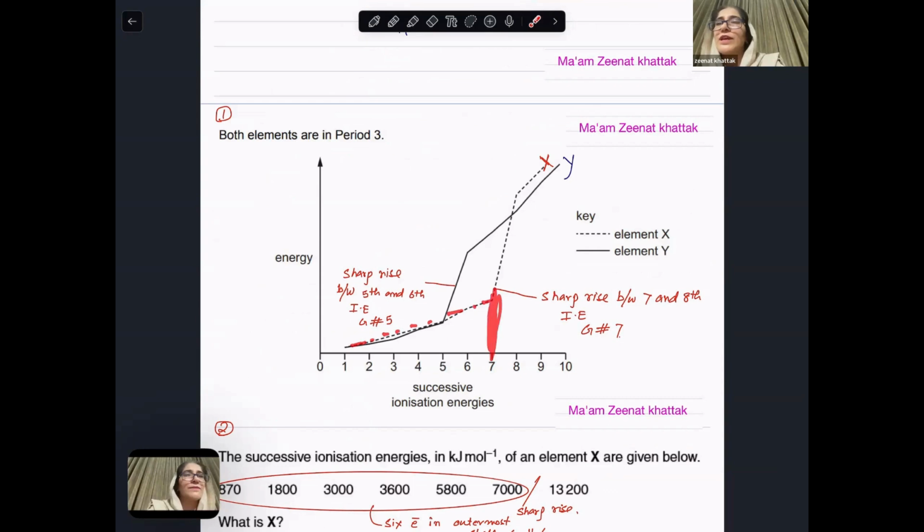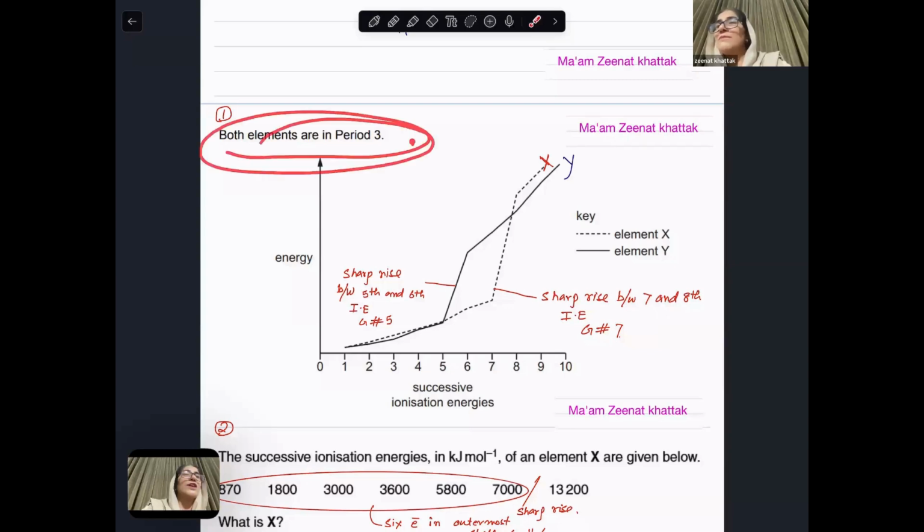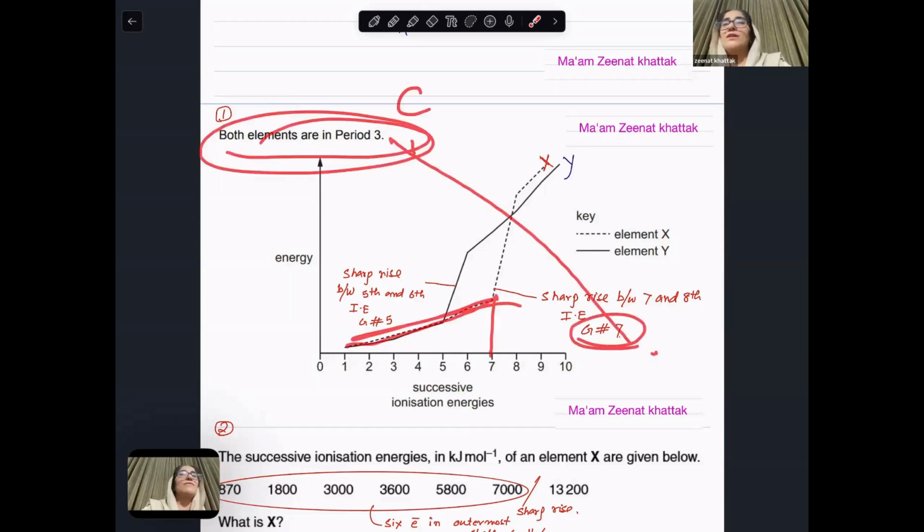After 7 electrons, there is a sharp rise. So the group number is 7. Both elements are in period 3. So this element, the dotted one, has a sharp rise after 7. So it is in group 7, period 3, so it's chlorine.